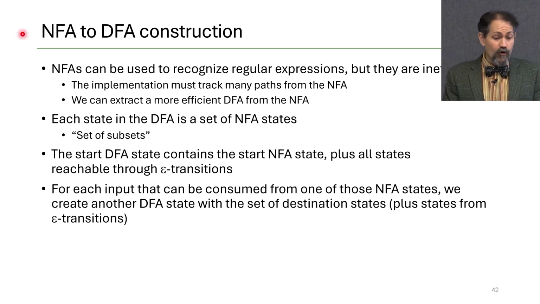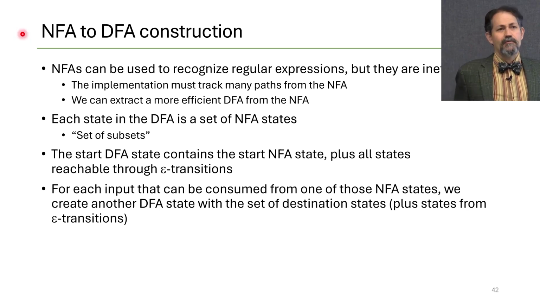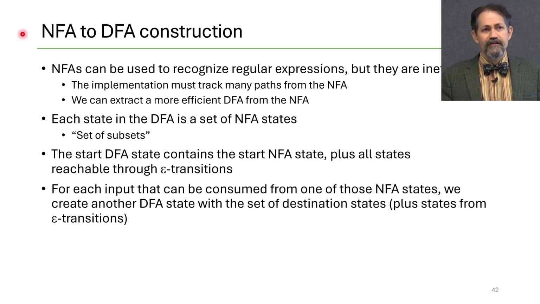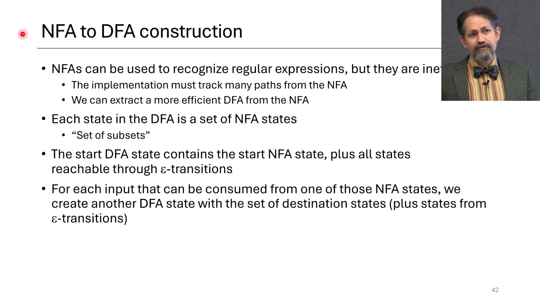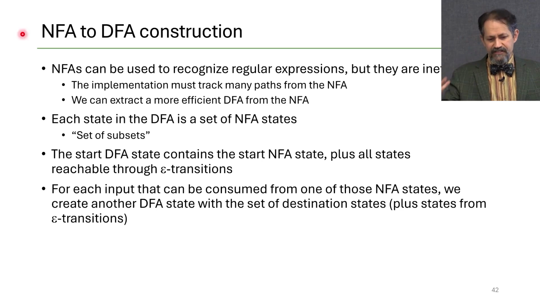So we would like something more efficient, and we can in fact extract a more efficient deterministic finite automaton from the non-deterministic finite automaton. And the deterministic finite automaton is going to be better because no matter what token we get, we always know the next state that we need to go to. So each state in the deterministic finite automaton in our construction will be a set of NFA states. So this is called a set of subsets construction.